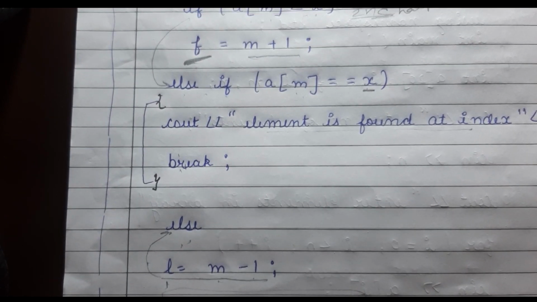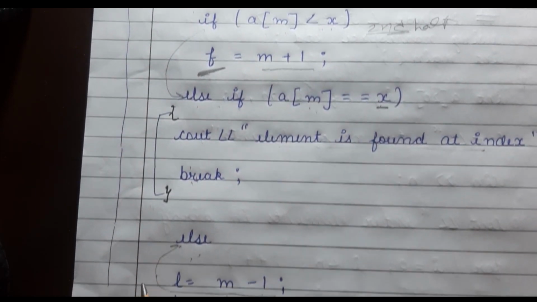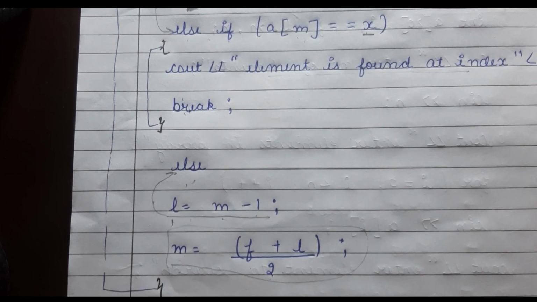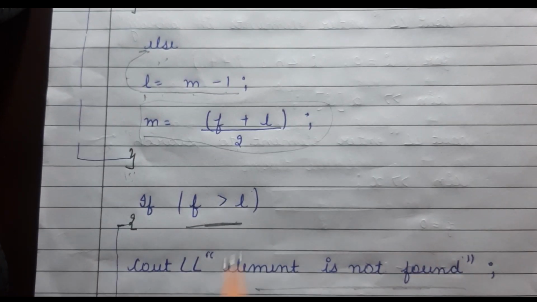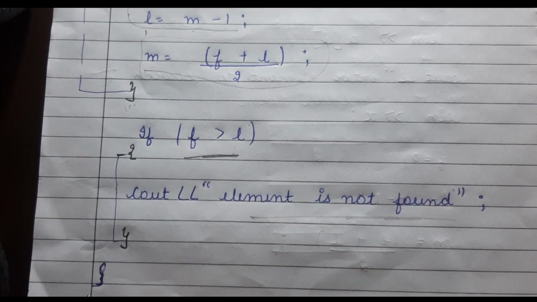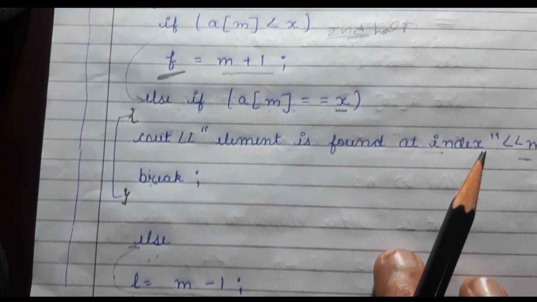Okay, here your while loop is completed. The while loop is started here, and after the else part we calculate the middle element, and here your while statement is completed. And after this we write the condition: if f is greater than L, then the element is not found, and after this your main function is ended. Okay, so I hope you are clear about the approach of the binary search.